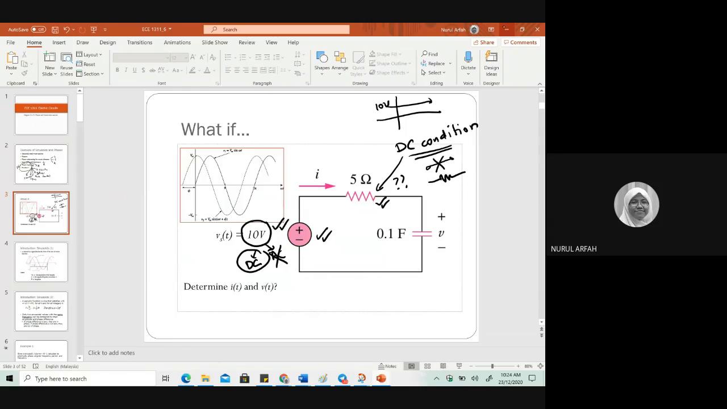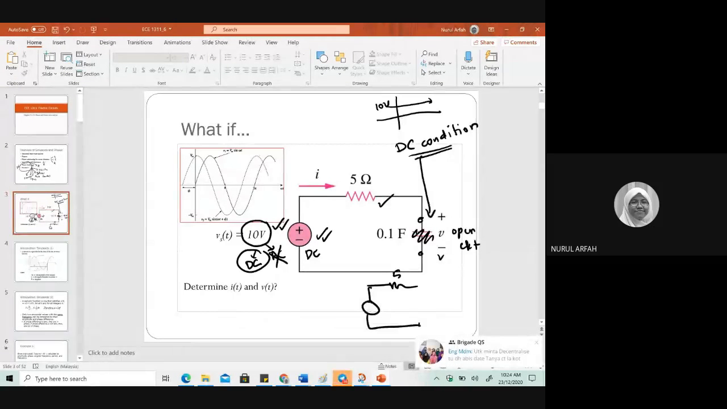And then under DC condition, what happens to the capacitor? Replaced with a short circuit? No. Open. Yeah, the capacitor will be replaced with an open circuit like this. So there's an open circuit. So what happens to the circuit now? This is a DC source, and then some resistors. Then this is open. It will look like this, right? An open circuit.